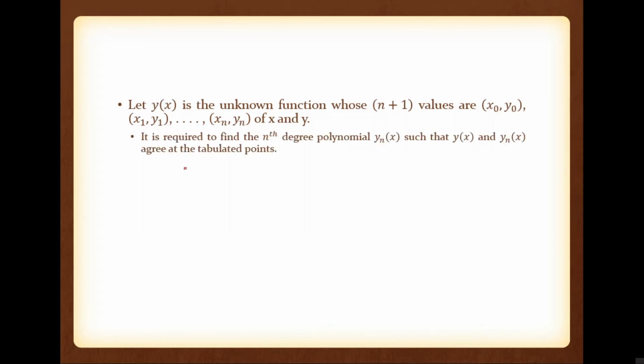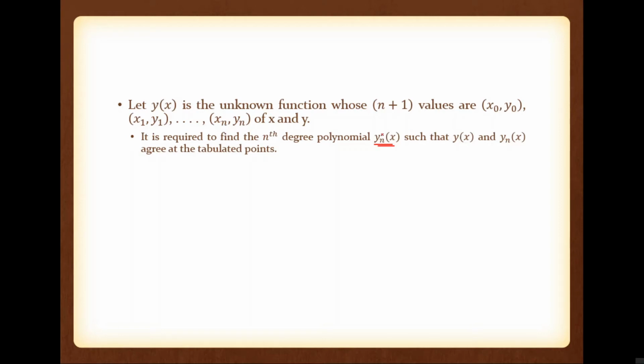Okay. So by using this n plus 1 data, we are going to find an nth degree polynomial, that is yn of x. This is a polynomial that we are going to find such that y of x is exactly equal to yn of x at the given points. These are the given points. At the given points, yn of x is exactly equal to y of x. In some textbooks, you can see fn of x here, and here you can see f of x. Okay. So there is no difference.